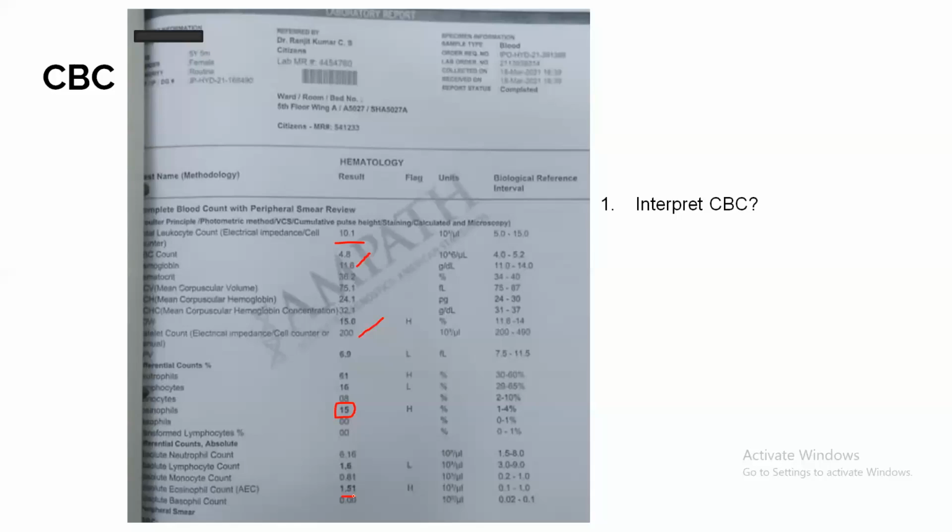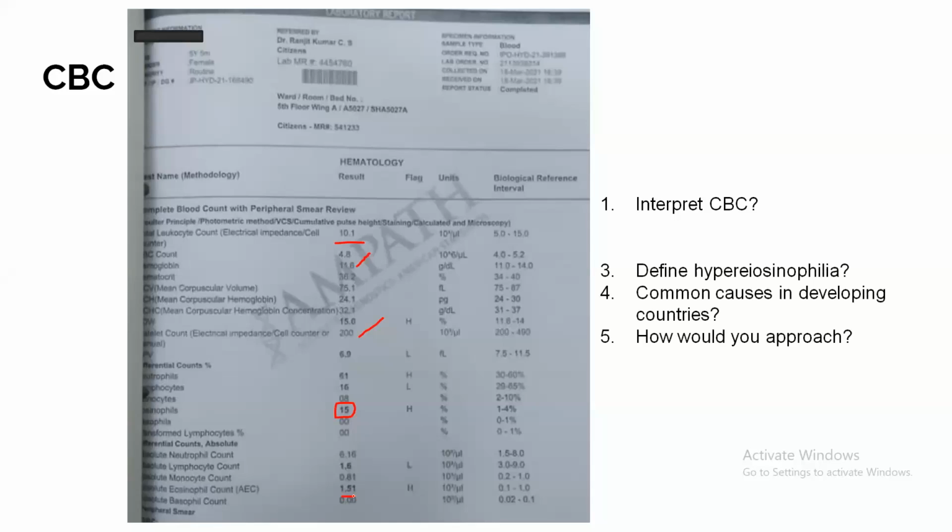The simple test is the tryptase assay, but tryptase assay is not commonly done in every laboratory. The tryptase assay will tell us whether it is a reactive eosinophilia or non-reactive eosinophilia. And common causes in the developing countries, we all know that worm infestations are extremely common. And how would you approach?